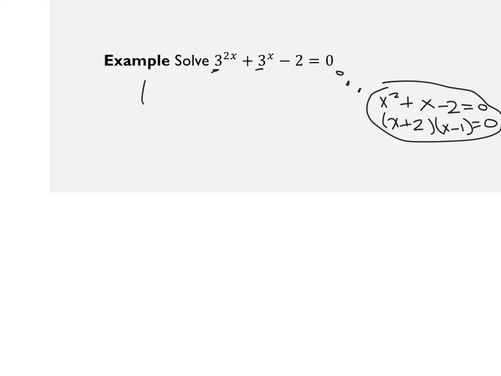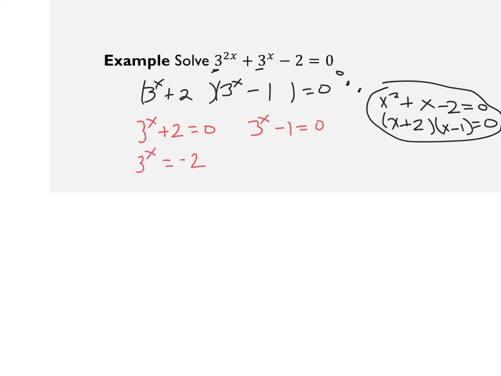So I'm going to think of something very similar for this one. But instead of using only a base of x, we're going to use a 3 to the x. Okay, so 3 to the x, and we're just going to input our +2 and then -1. Now, just like we did before, we're going to set each factored piece equal to 0. Okay, so 3 to the x equals -2, and 3 to the x equals 1.